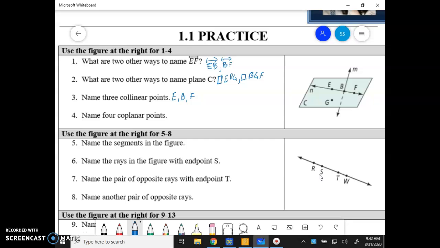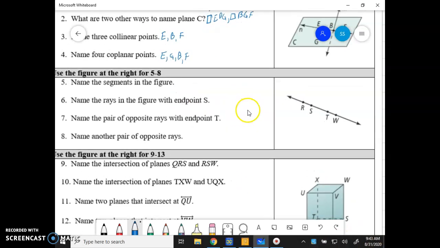Name 4 coplanar points. Okay, well, those just have to be the points on the plane, and really we only have one option here because all these 4 points are on the same plane. Okay, just to remind you guys, C, N, and M, those aren't points. C is a way to name the plane, and N is a different way to name this line, and then M is naming this vertical line. All right, so E, G, B, and F.